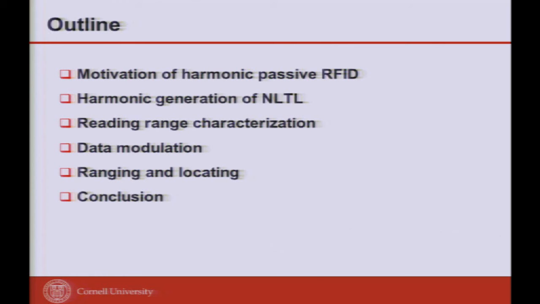I'll go through a little bit on the reading range characterizations. I don't think we'll have enough time today, so I will probably skip the data modulations, which is not too much different from present RFID. If you have worked with present RFID, either in BPSK or something, you can do similar things there. So there's nothing really new here. I'll spend enough time talking about ranging and locating, which is one of the main problem areas for today's RFID. You can read the ID, but you cannot locate it. You cannot get good ranging and locating. Then I'll conclude the talk.